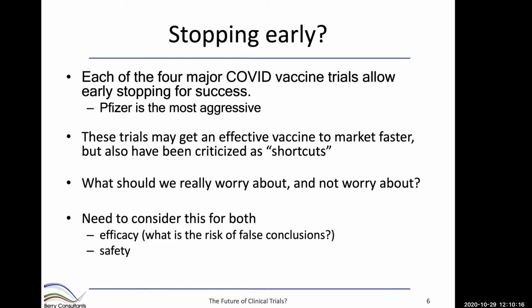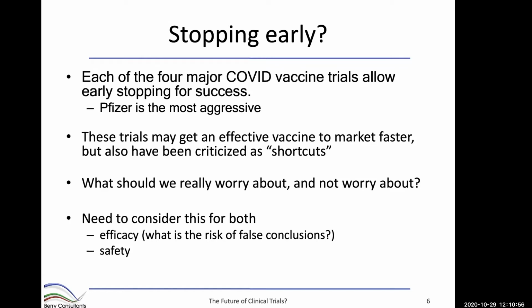So let me dive into stopping early. And I'm going to talk about the four COVID vaccine trials. All of these allow early stopping in some form. Pfizer is the most aggressive. Their CEO has, in my opinion, been a little too vocal about the status of their trial. I prefer they let the trial run in peace. But Pfizer's the most aggressive about stopping their trial early, but really all of them, Janssen, Moderna, AstraZeneca, they all have possibilities for stopping early for success.